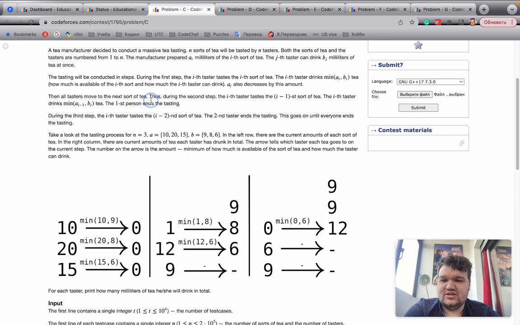Then they move to the next sort of tea. So, oh, it's not even a cyclic shift. The first person and the taste.